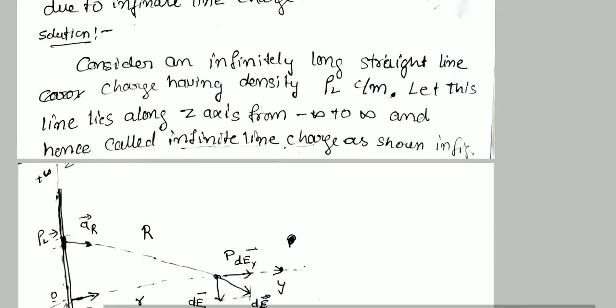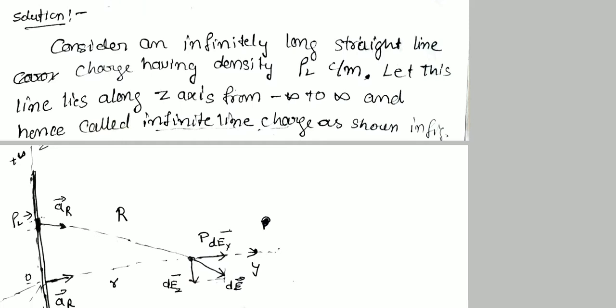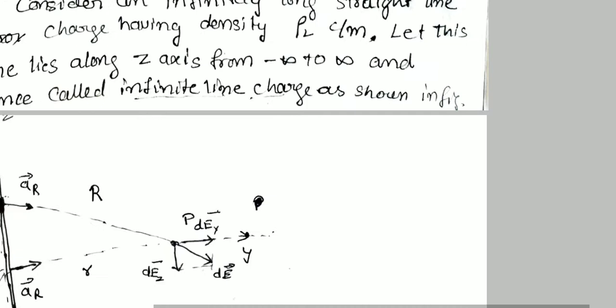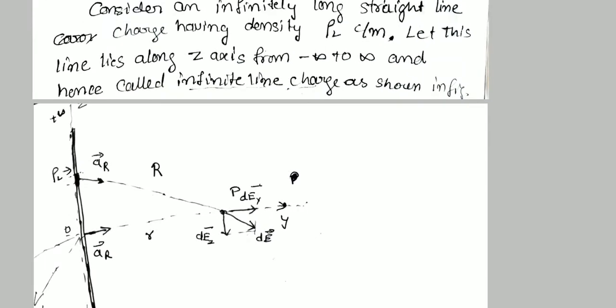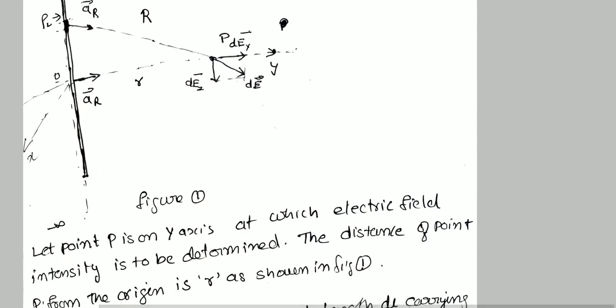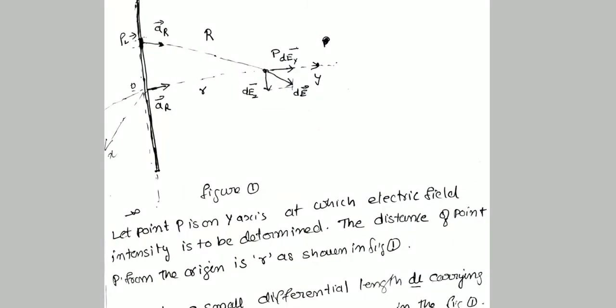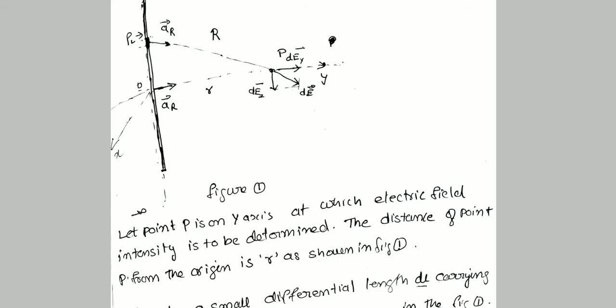And we are measuring the point on the y axis. We can take x also, so we are measuring on some other axis. On the y axis we are measuring our electric field intensity, with the wire on the z axis. Let point P be on the y axis at which the electric field intensity is to be determined. The distance of the point P from the origin is r, as shown in the figure.